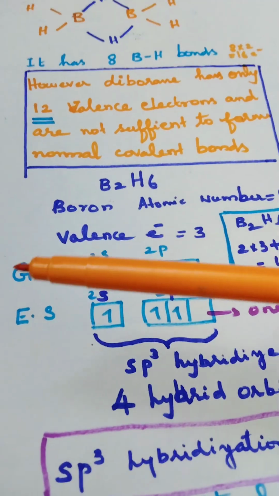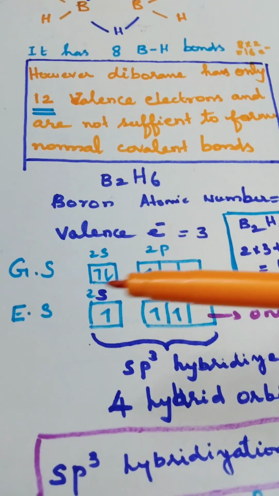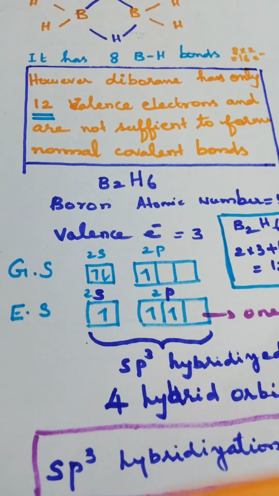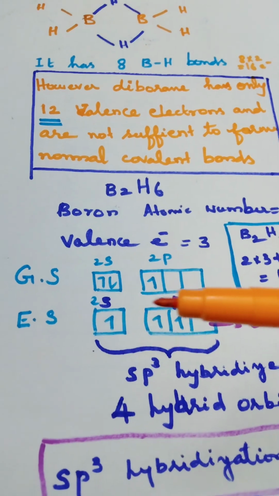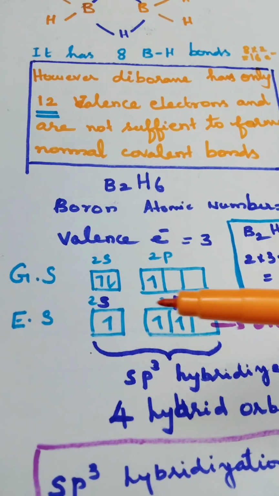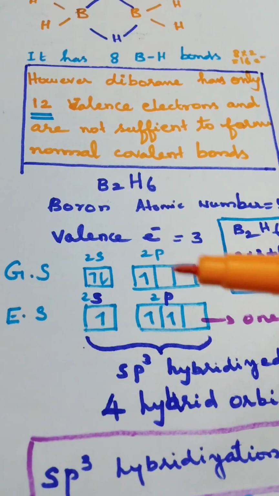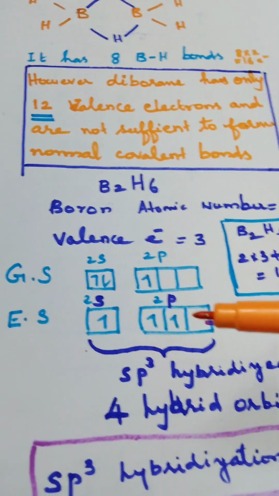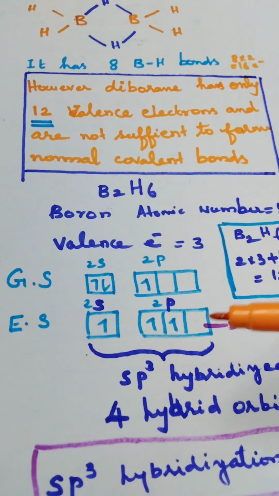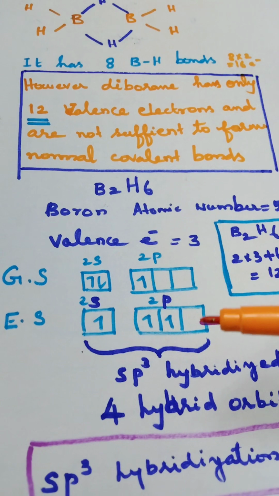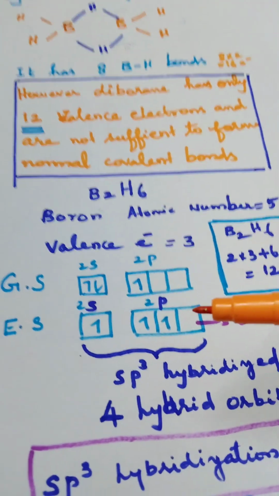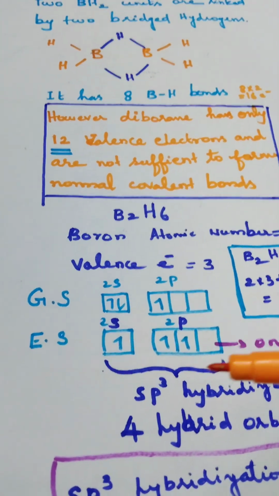Okay. Ground state electronic configuration: 3 valence electrons, 2s2, 2 electrons, and 2p, 1 electron. Excited state configuration: 1 electron is transferred here. So this undergoes sp3 hybridization. Actually, only 3 electrons are present here. One hybrid orbital is vacant, and that is also involved in hybridization. That's why this is a special case.